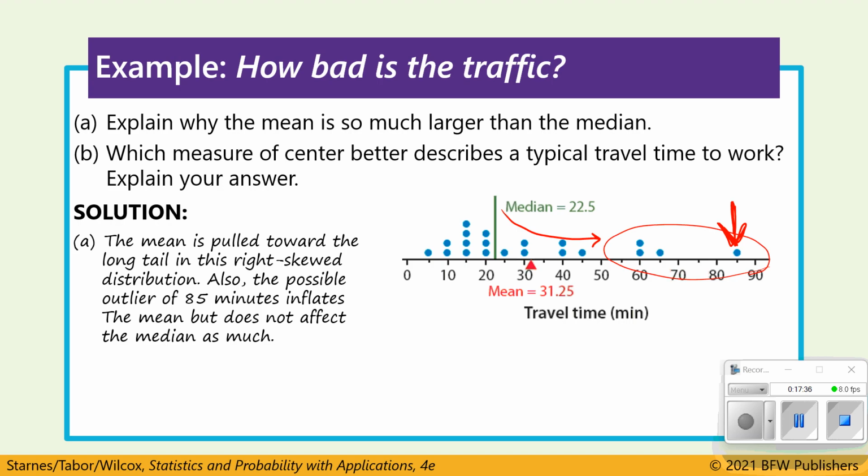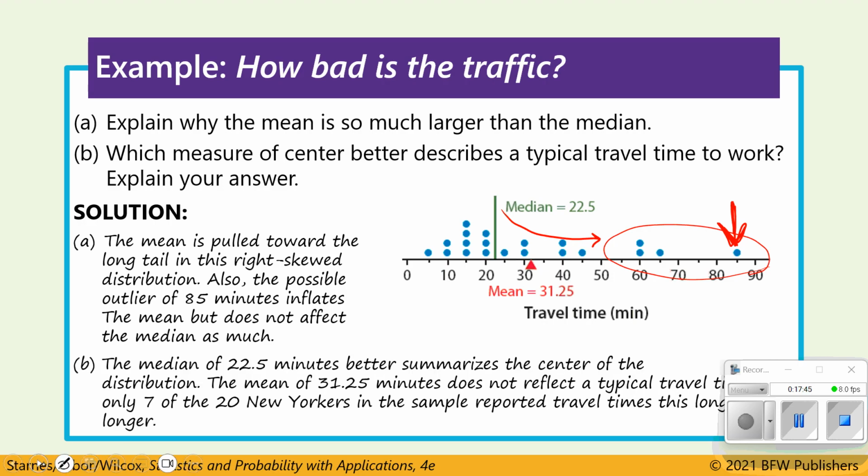So which measure of center better describes a typical travel time to work? Which one do you guys think would be better, median or mean? Well, hopefully you guys picked median. So 22.5 minutes better summarizes the center of our distribution. 31.25 does not reflect the typical. I mean, they're showing us here only this many people took longer than 31.25. That is not the same amount of data that we have over here. It's getting pulled to the right. So again, that's why we do not want to use the mean. So watch for skewedness, watch for outliers.